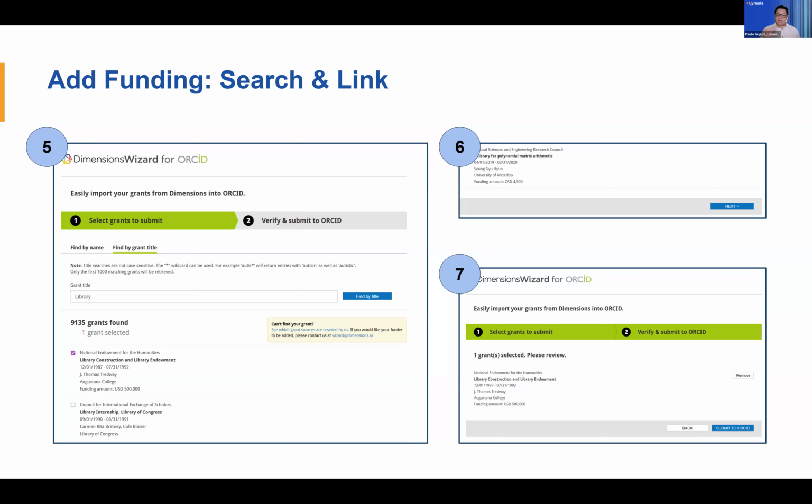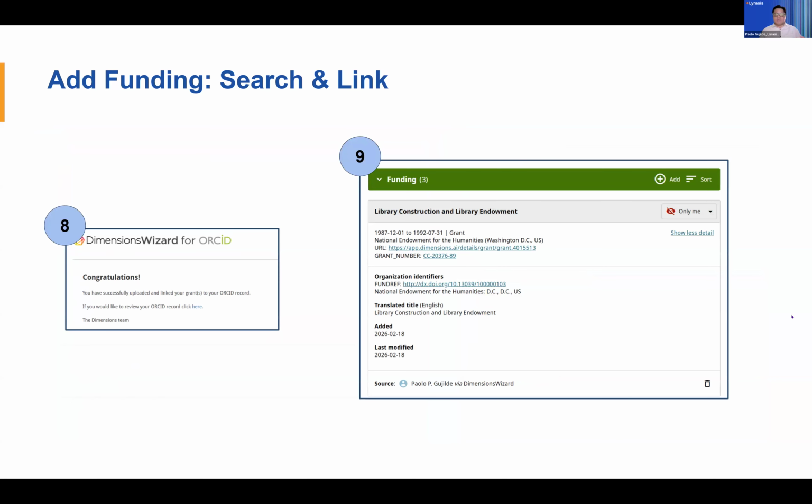Once that's clicked, you will scroll down all the way to the bottom and hit next. Then you will be presented with a frame where it will tell you this is the grant that you have selected. Go ahead and review that. If you're satisfied and that's exactly the grant that you received, you will go ahead and submit that to ORCID. Once you hit submit, you will be presented with a congratulations, for example, that it's been added to your ORCID record.